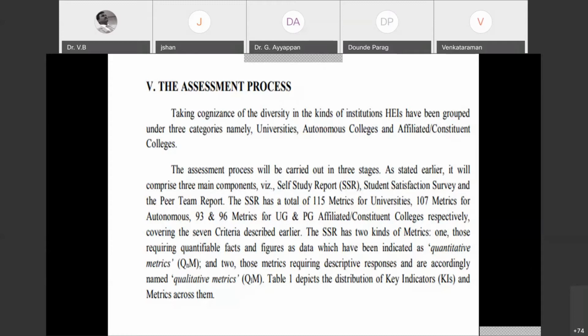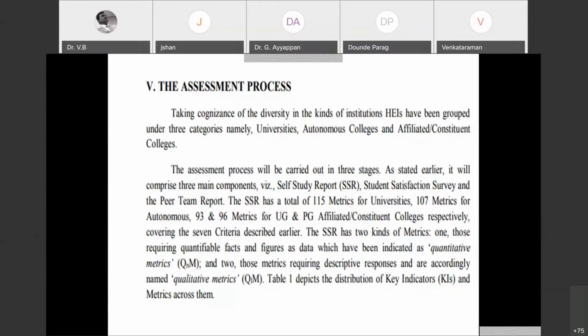While the qualitative metrics are descriptive answers, these qualitative metrics are the ones that would be verified by the peer team. Of course, the peer team will also verify the quantitative metrics. We are not saying that they are not going to verify quantitative, but more importantly, quantitative will definitely be verified by the Data Validation and Verification Committee, the DVV. Only on a satisfactory report from the DVV, the 3rd stage, that is the peer team visit, will happen.